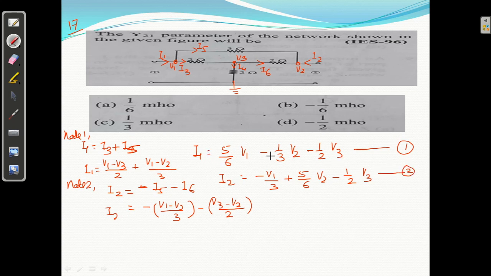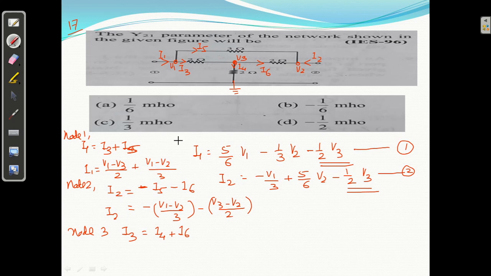I don't want this equation I1. I want the equation in terms of V1 and V2, but I don't want the V3 term. Clear? So if you write the KCL at node 3, what will I3 equal to? I3 incoming equals I4 plus I6. At this node you are writing the KCL, so I3 is incoming, and I4 and I6 are outgoing.